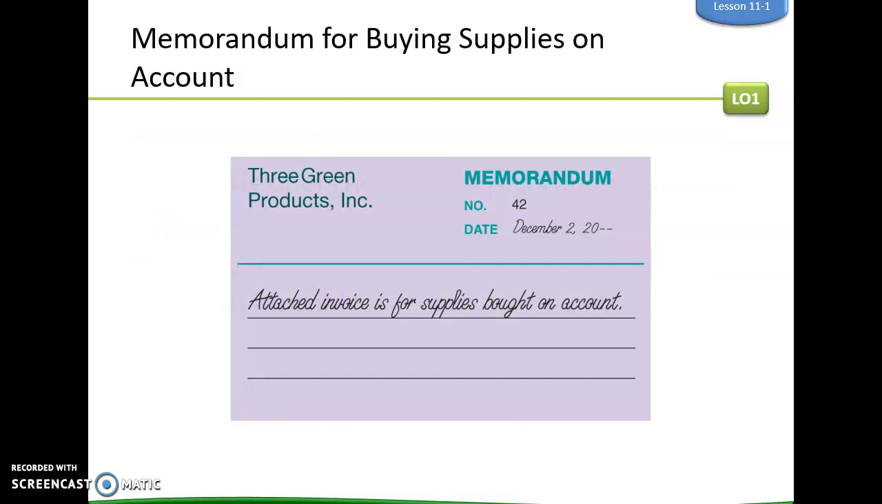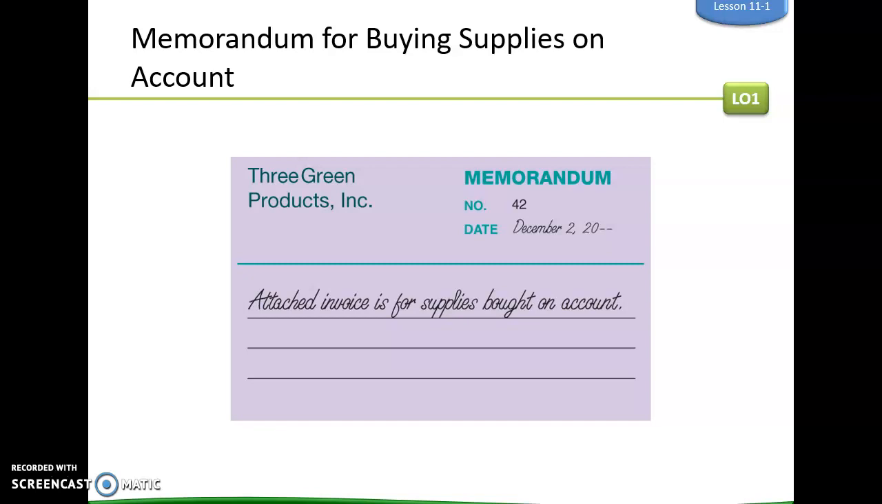So let's talk about a memorandum for buying supplies on account. When we get an invoice from a vendor, attached here is an invoice for supplies bought on account. This is a pre-numbered memorandum that's going to be attached to the invoice noting what it's for. This is saying it was for store supplies. It's not for purchases. So we know that the invoice gets paid and recorded correctly, because if we thought it was for purchases, it would go in the purchases journal. So we need to make sure we're looking at the memorandum and what it says.